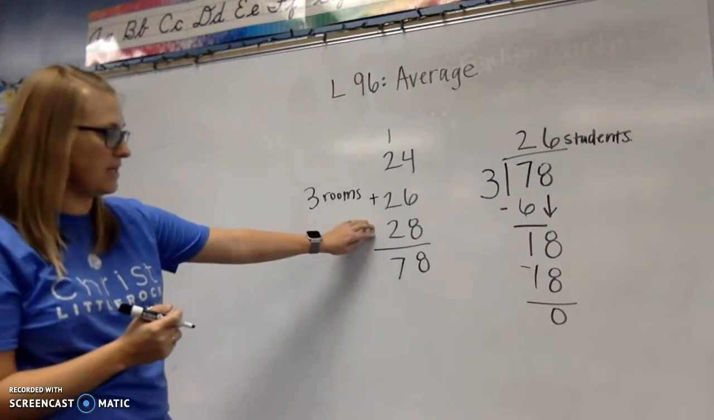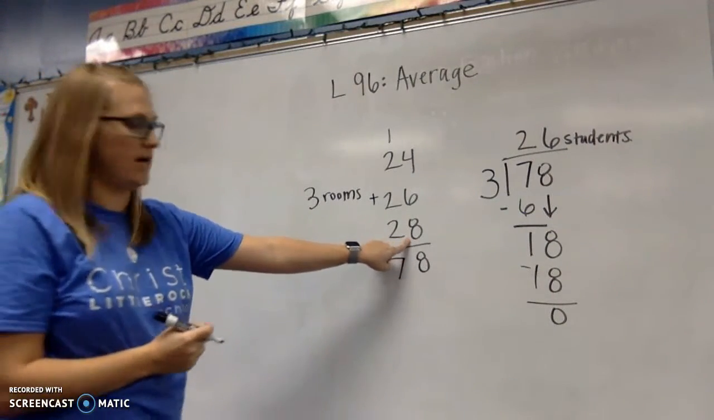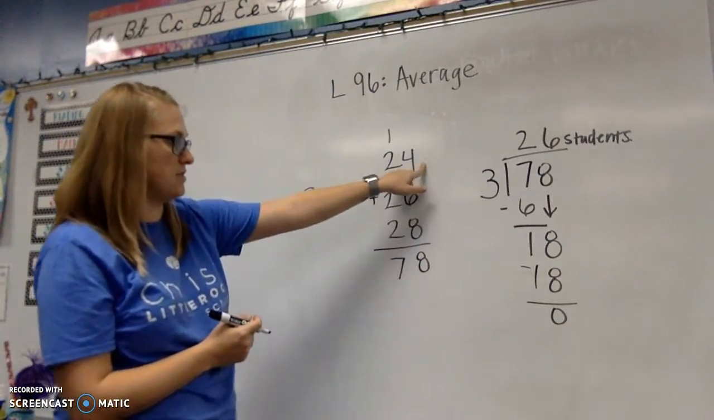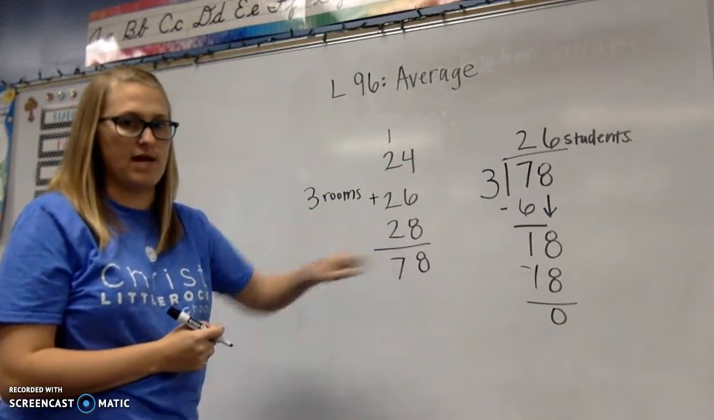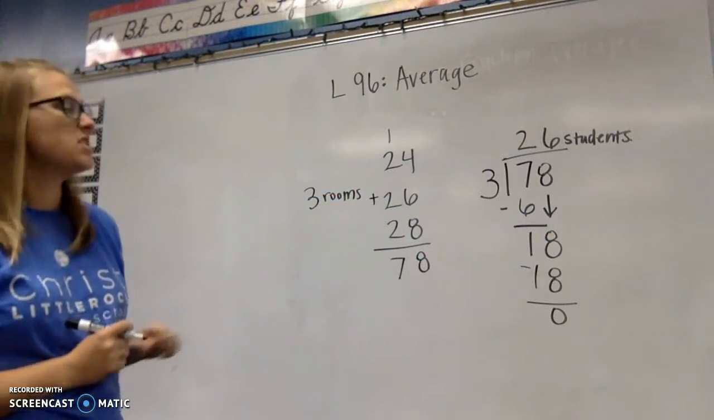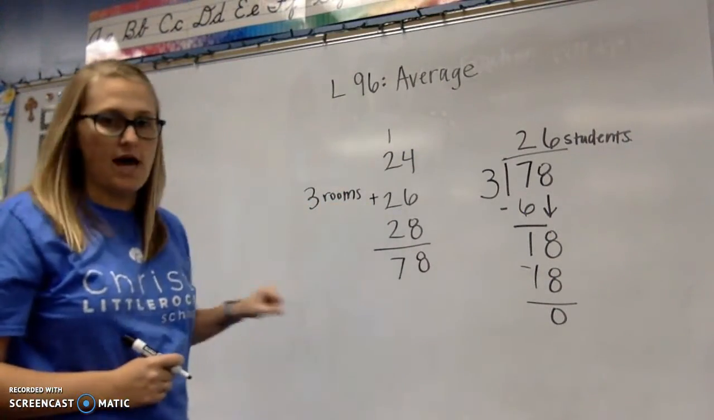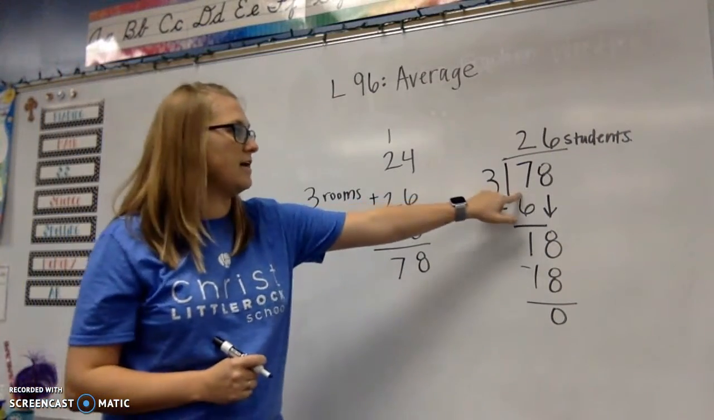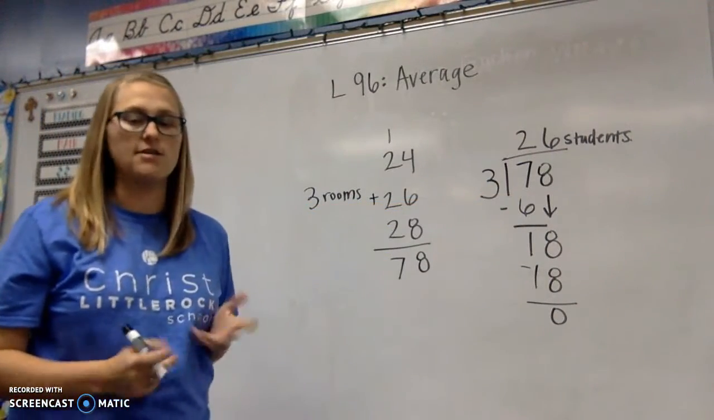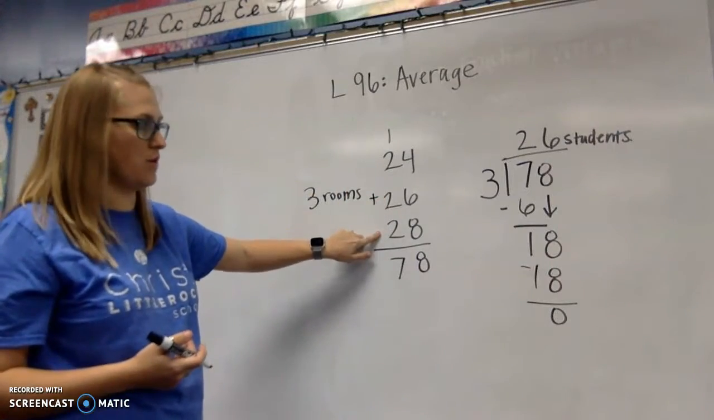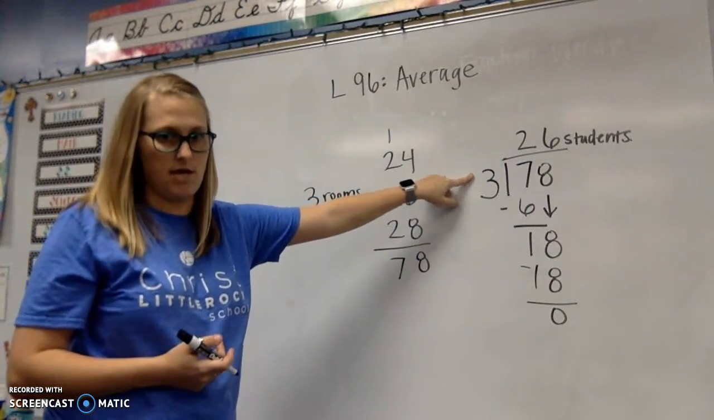So that's like saying I have 2 extra here at 28. If I gave those 2 students and moved them to this group, all 3 groups would have the same amount. So the first step is adding up how many there are, and then we're going to divide by the number. I like to say divide by the number of numbers. We added 3 numbers together, so we're going to divide by 3. Okay?